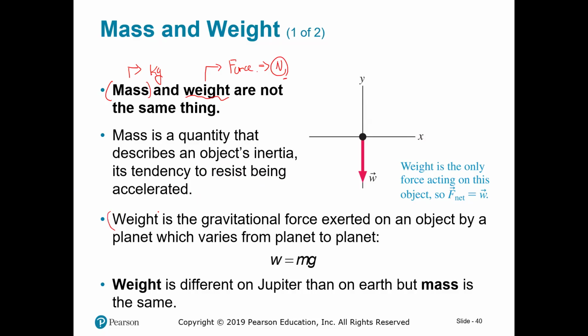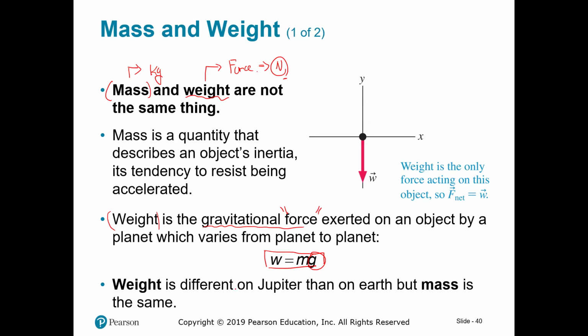And weight is a gravitational force exerted on an object by a planet, basically the Earth, which varies from planet to planet. So the weight is simply mass times gravity, 9.8.